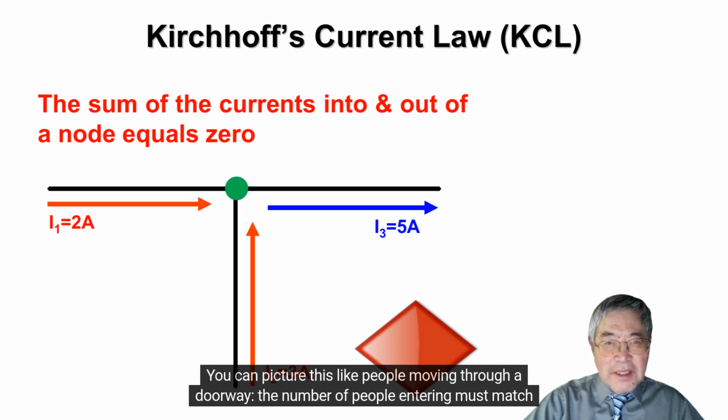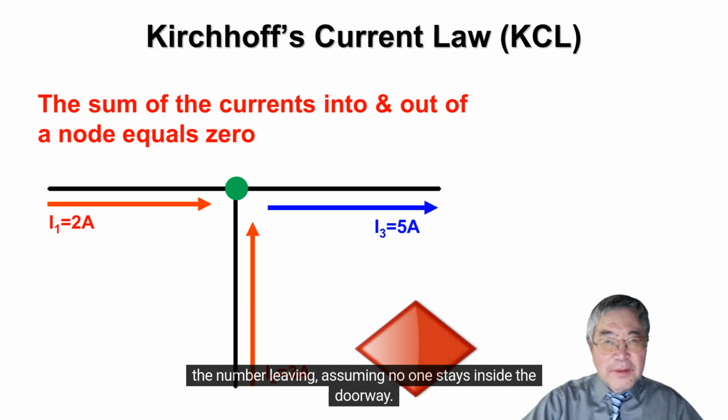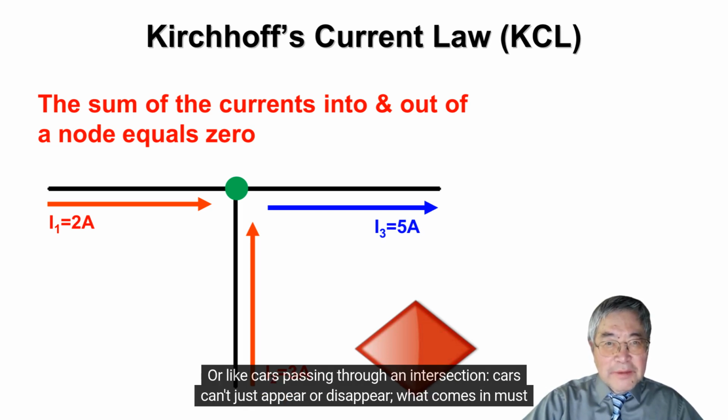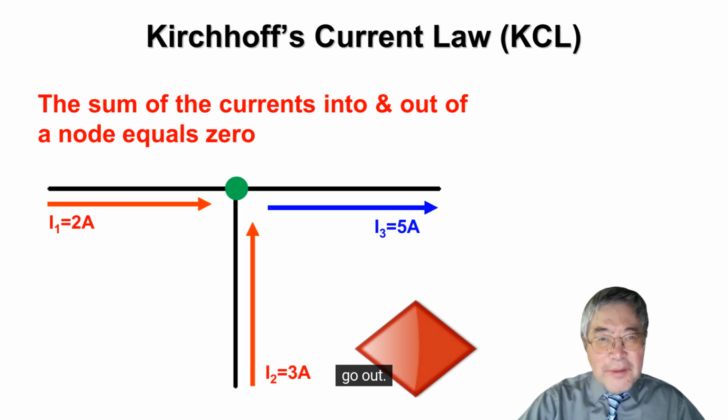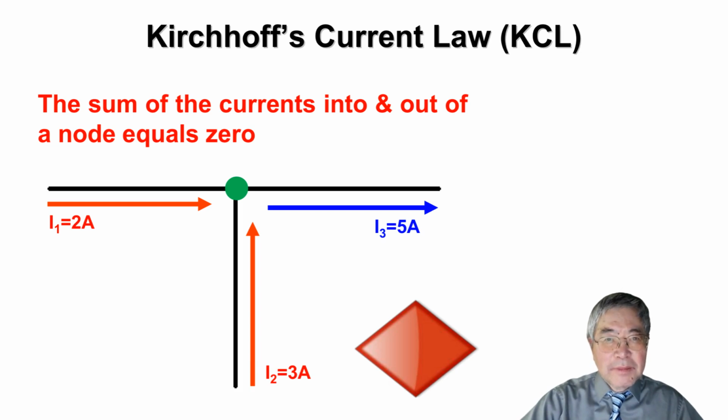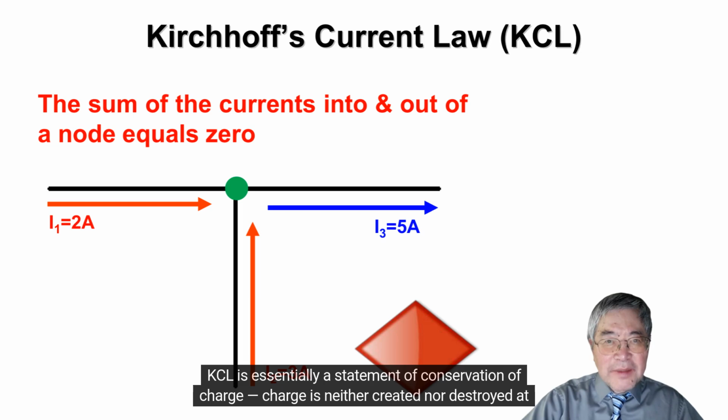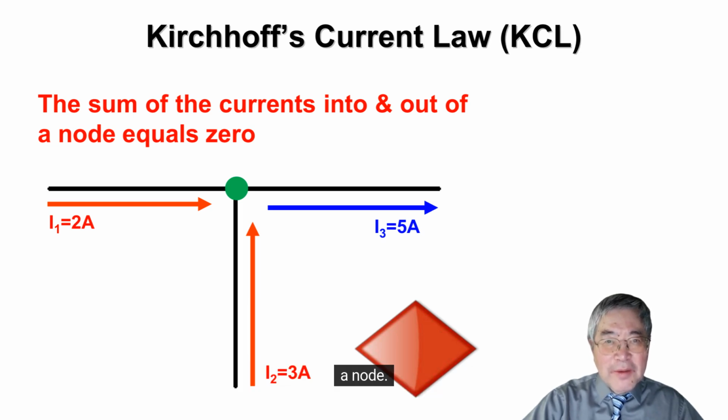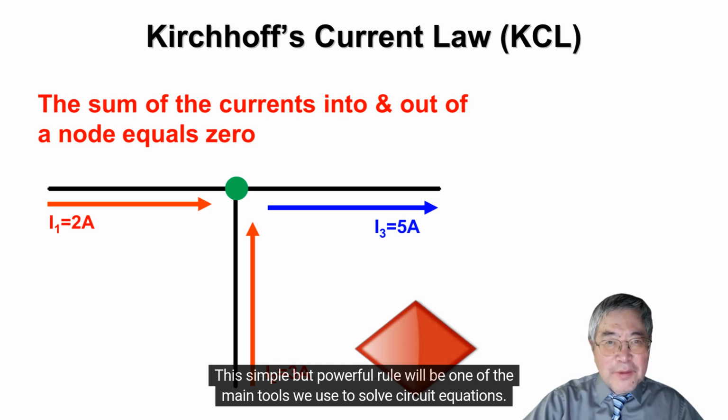You can picture this like people moving through a doorway. The number of people entering must match the number leaving, assuming no one stays inside the doorway. Or like cars passing through an intersection. Cars can't just appear or disappear. What comes in must go out. KCL is essentially a statement of conservation of charge. Charge is neither created nor destroyed at a node. This simple but powerful rule will be one of the main tools we use to solve circuit equations.